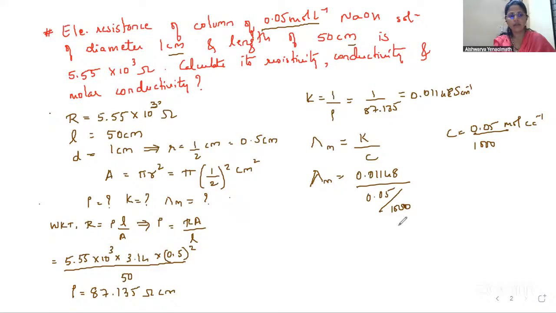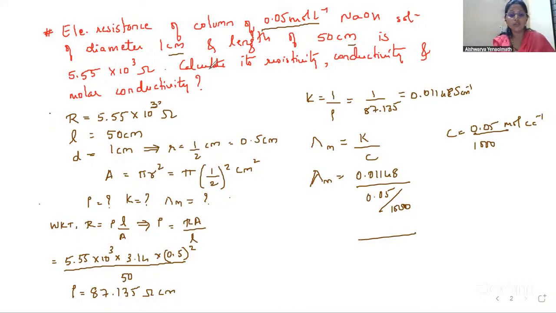When you solve it, how much answer do you get? That will be your molar conductivity. Correct? So this is how you are going to find the molar conductivity or resistivity, whatever is asked, if you know the formula and proper substitution.